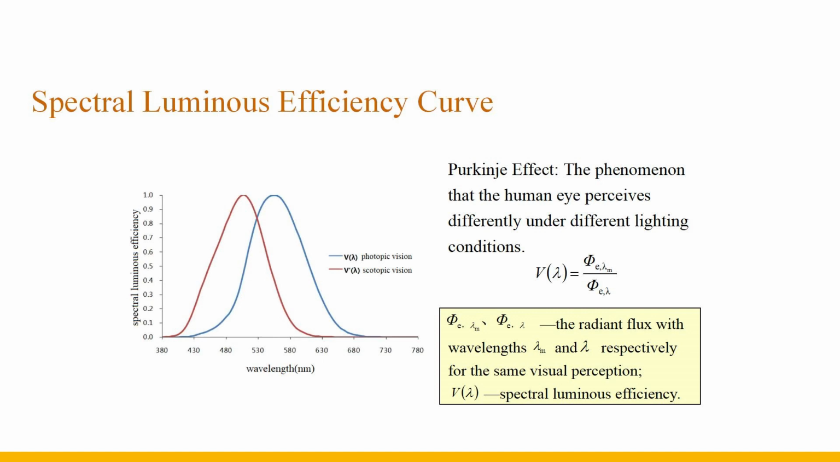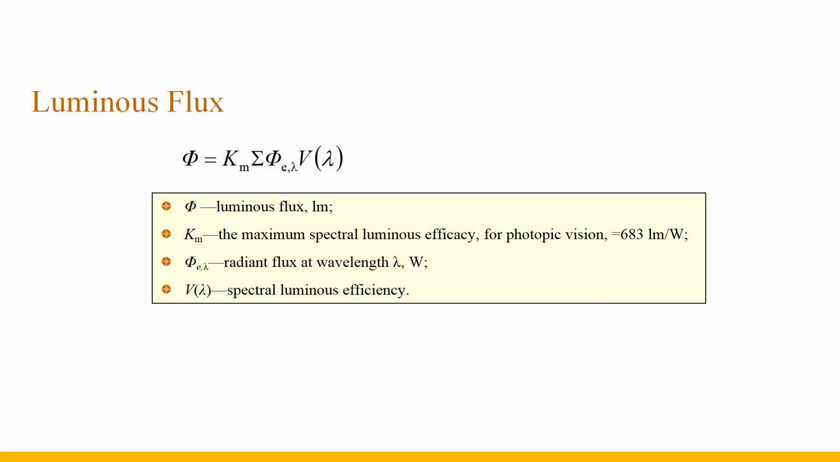Radiant flux refers to the energy emitted by a radiation source per unit time, represented by phi-e. Lambda m is the wavelength of maximum visual perception, which is 555 nanometers in photopic vision and 507 nanometers in scotopic vision. The spectral luminous efficiency of photopic vision is V lambda, and the spectral luminous efficiency of scotopic vision is V lambda prime. The basic photometric units are luminous flux, luminous intensity, illuminance, and brightness.